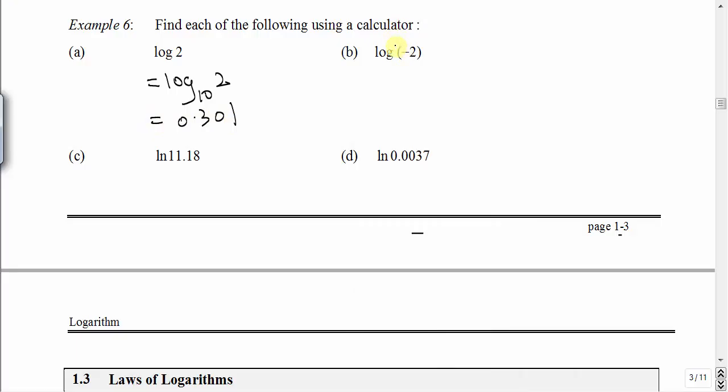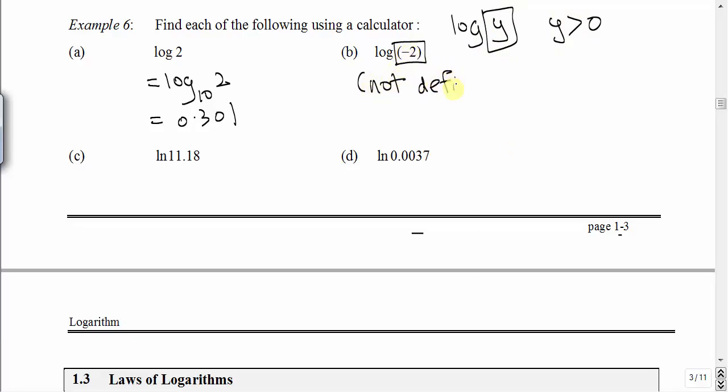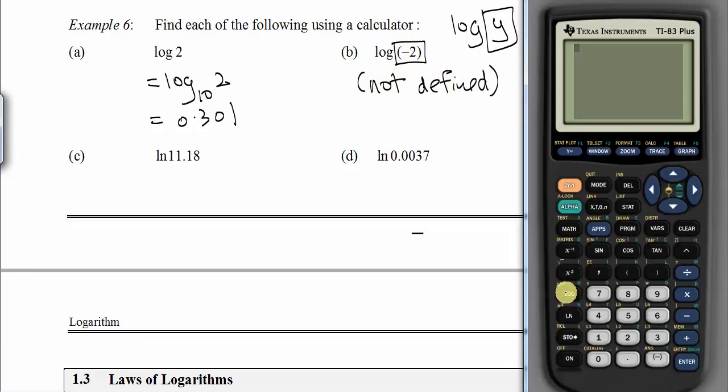For this example, the value here is a negative value. Now for log to be defined, this value here, y, must be greater than 0. So for this case, this is not defined. If we try using our calculator, it will give you a syntax error.